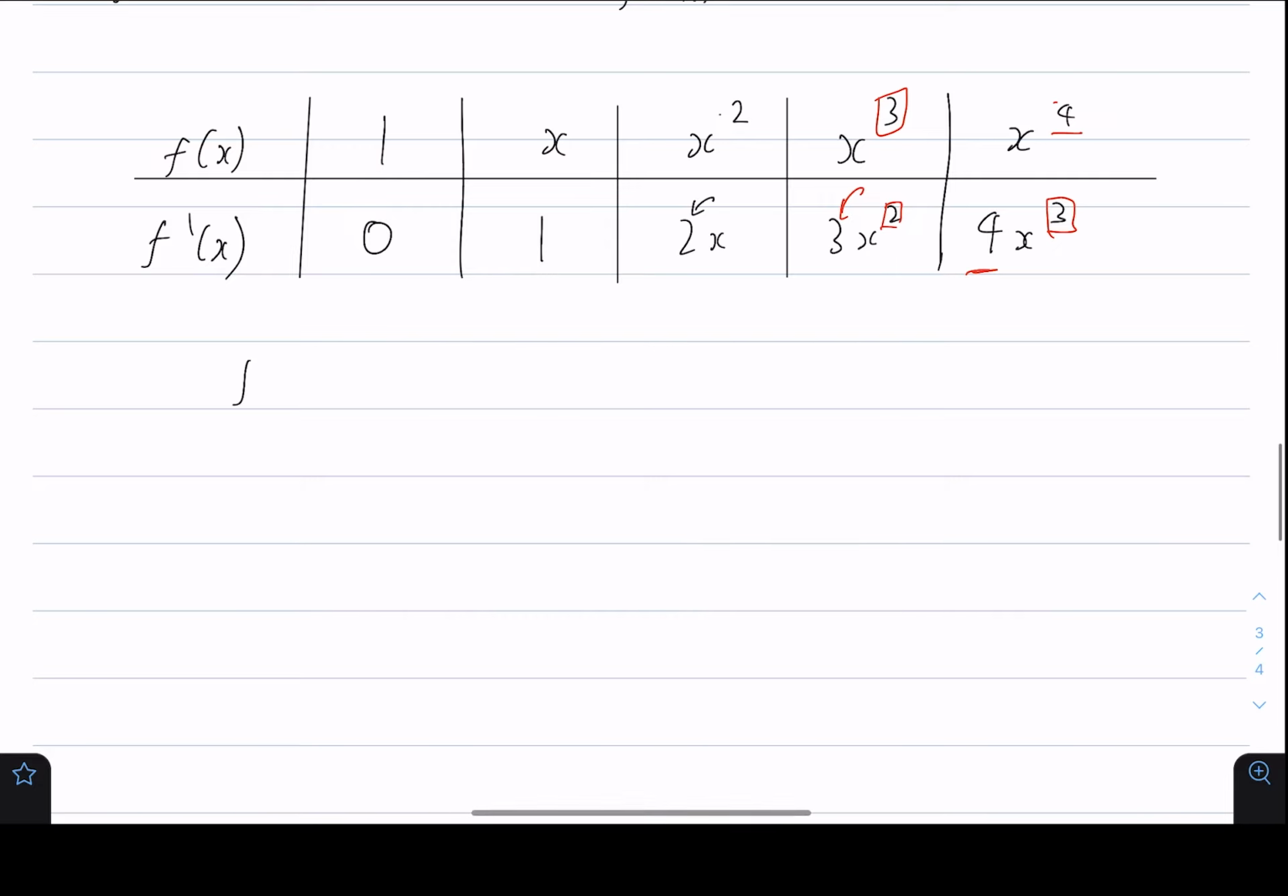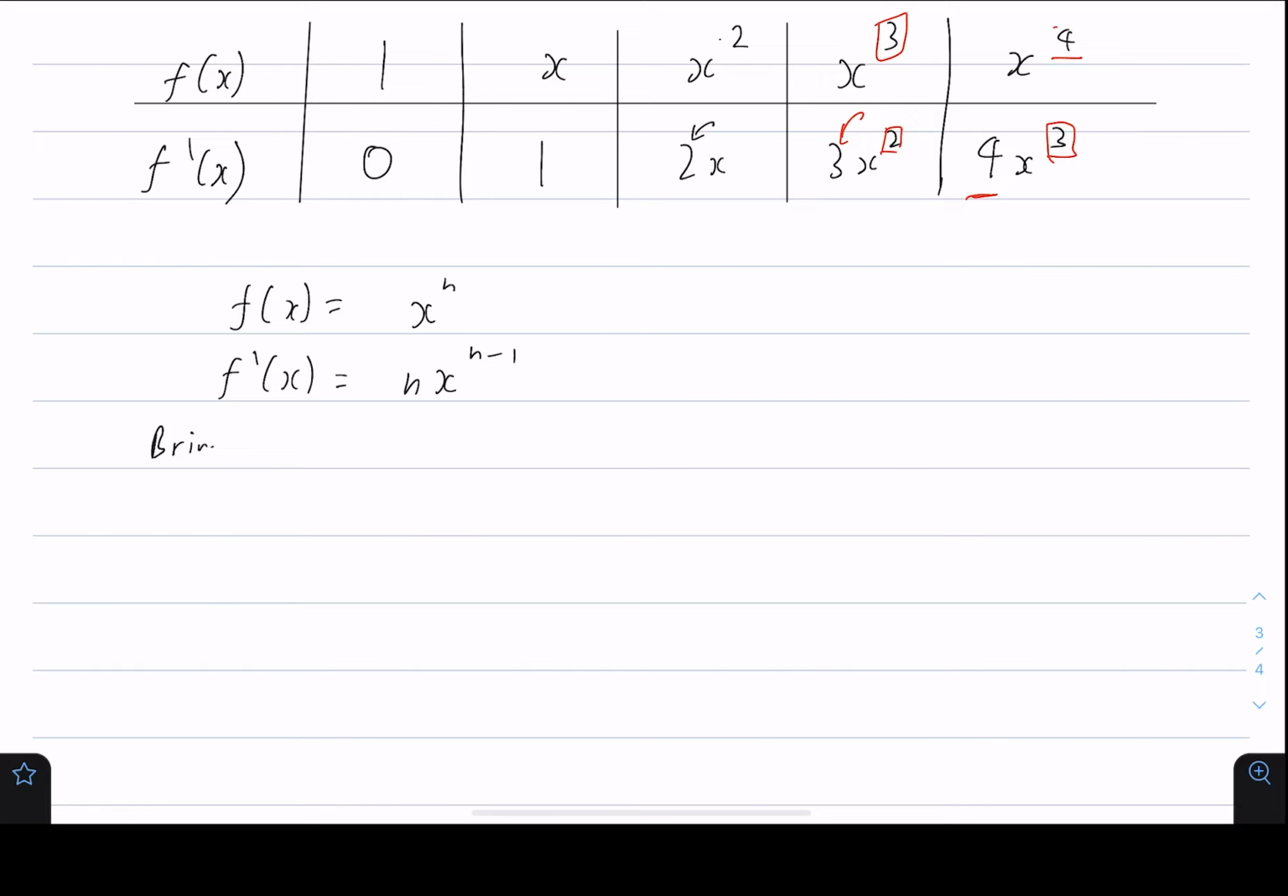So our general rule is if f of x equals x power of n, we can say that f dash of x is equal to n x power of n minus 1. And that's literally what I just said before. Bring down the power as a factor. So I might write this in words. Bring down the power as a factor.